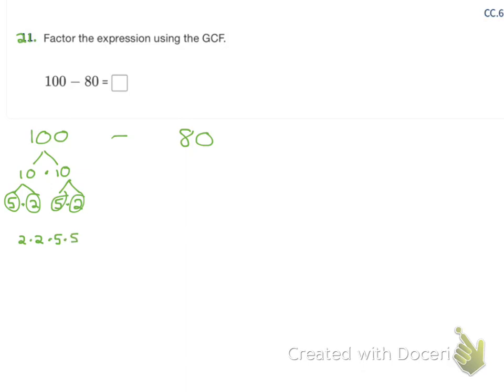Now we're going to do the same thing for 80. I know that 80 is 4 times 20. I'm going to break down 4 into 2 times 2. Those are both prime. 20 breaks down into 5 times 4. 5 is prime. 4 breaks down into 2 times 2. And that's my prime factorization for 80.